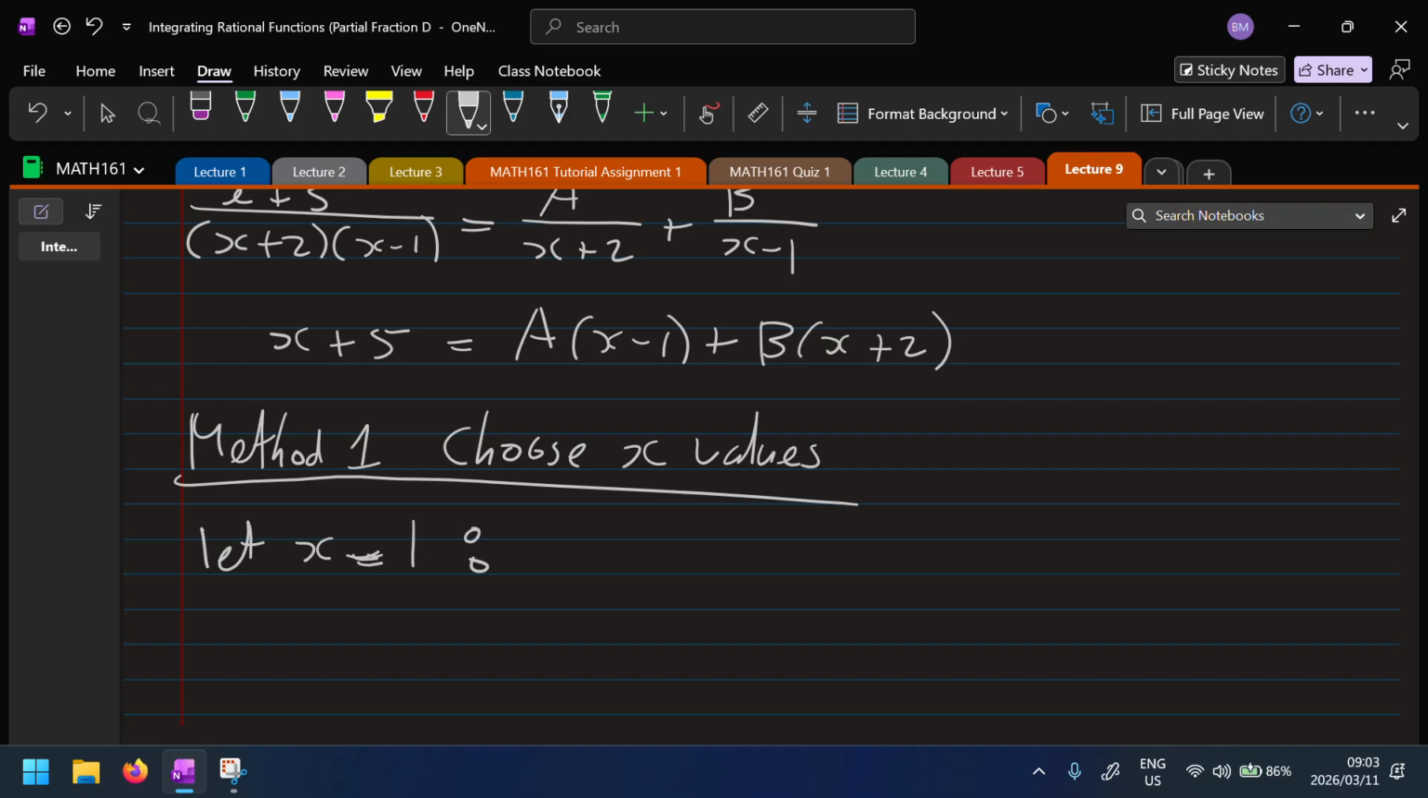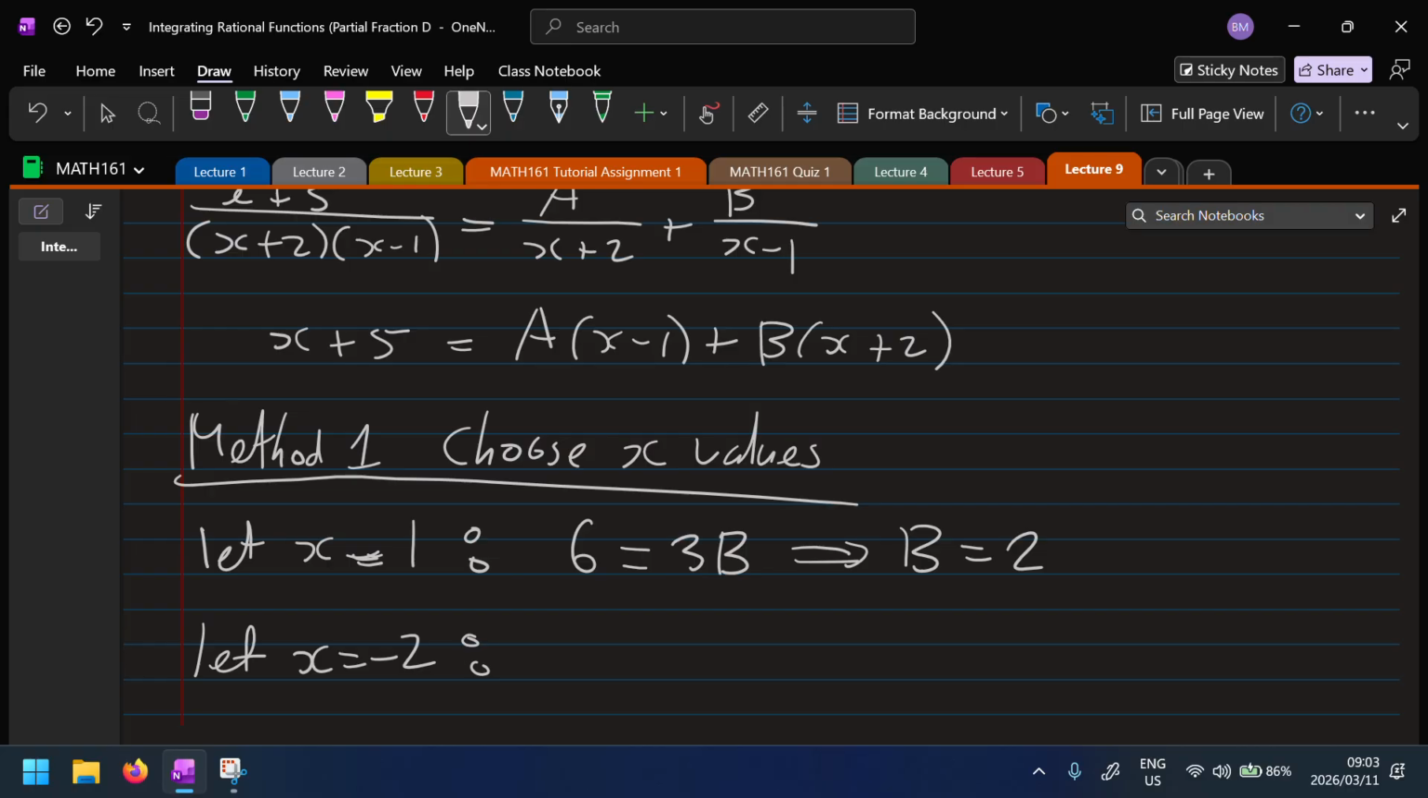So what happens? On this left side, if x equals 1, we're going to get 6. We chose it in such a way that the a goes away. Now we just have b, which will be 3b. So b must be 2. And we can do the same thing by getting rid of b by saying x equals minus 2.